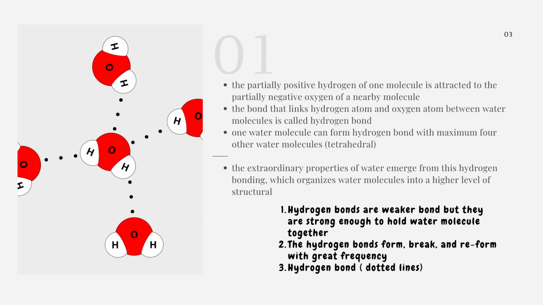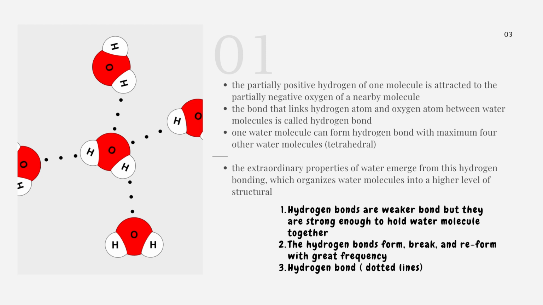The hydrogen bonds form, break, and reform with great frequency. And we can see in the pictures given, the hydrogen bonds are the dotted lines. The extraordinary properties of water emerge from this hydrogen bonding, which organizes water molecules into higher levels of structural order.